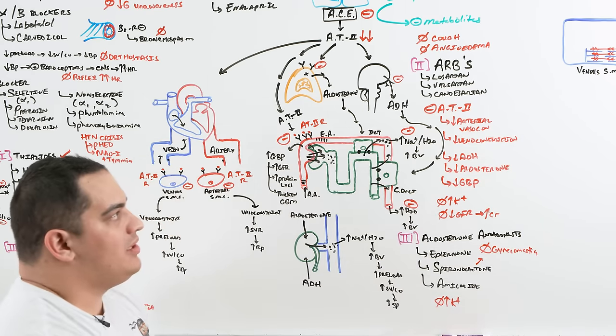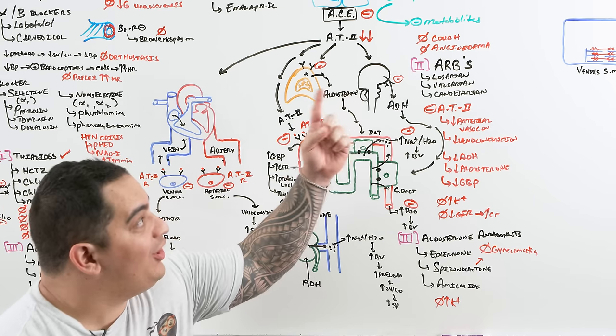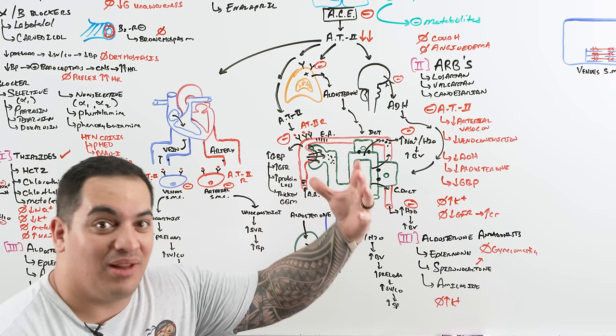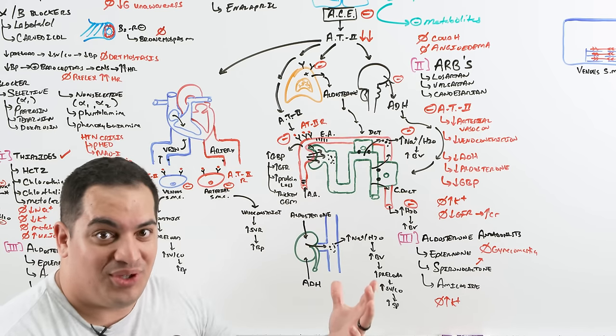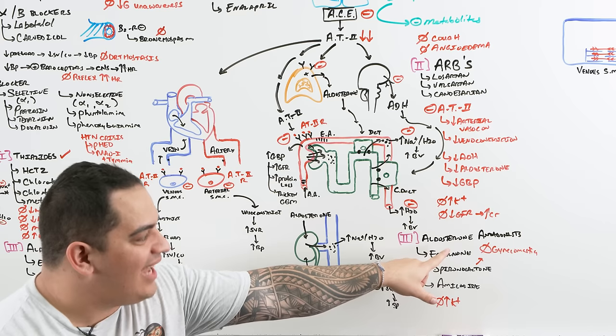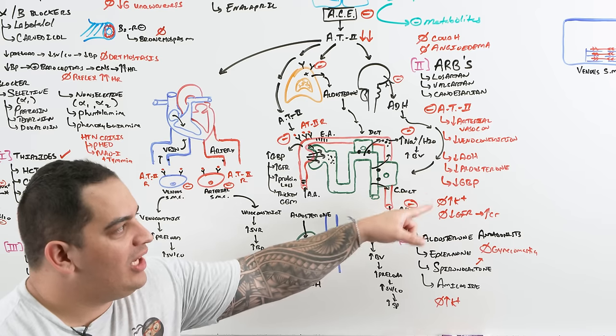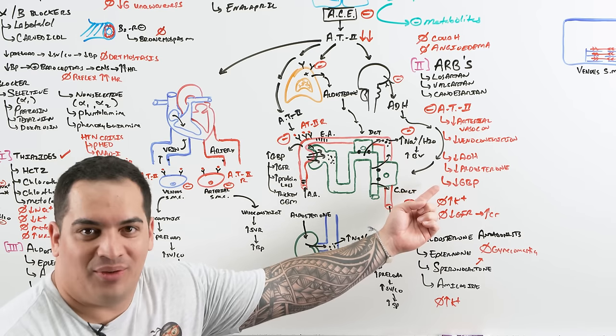But that is the concept of these ACE inhibitors and these ARBs, is that they're really, really good at treating blood pressure and really reducing your blood pressure through all of these mechanisms that we went through. Whereas the aldosterone antagonists, they're really only going to be doing what? They're really only going to be reducing sodium and water retention.